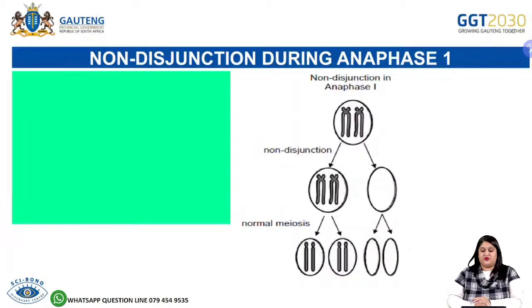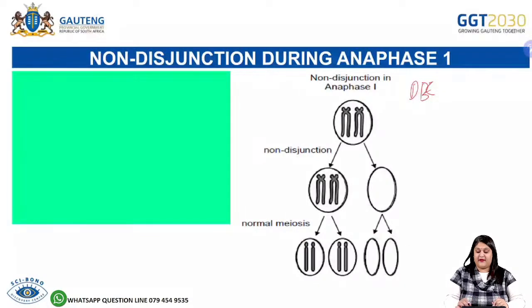Now we go to another representation. It's basically what I was explaining to you, but now it's divided into anaphase 1 and anaphase 2. So let's have a look at this one. This one is telling us non-disjunction in anaphase 1. And by the way, this comes from your DBE textbook, this diagram, if you want to refer.